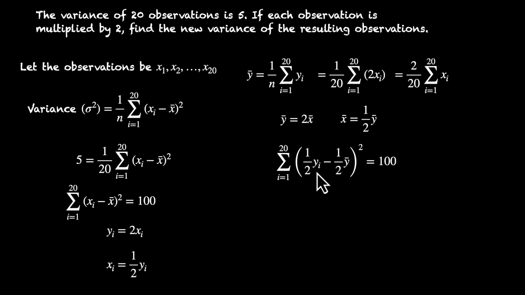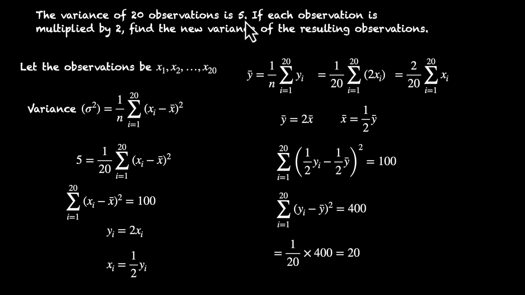We can take 4 common in the denominator and take it outside and multiply it to the other side. We have yi minus y bar squared. Summation of this from 1 to 20 is equal to 100 times 4. That's 400. This is an important result. If we have summation i equals 1 to 20 of yi minus y bar squared as 400, we can simply divide this by 20 to get our variance. So our variance is 400 by 20, that's 20. This means our new variance is 20.